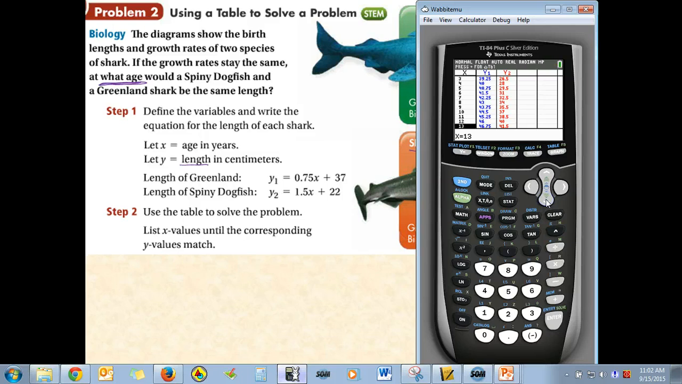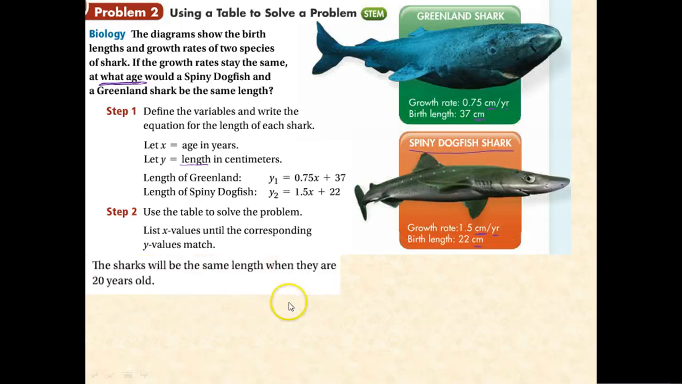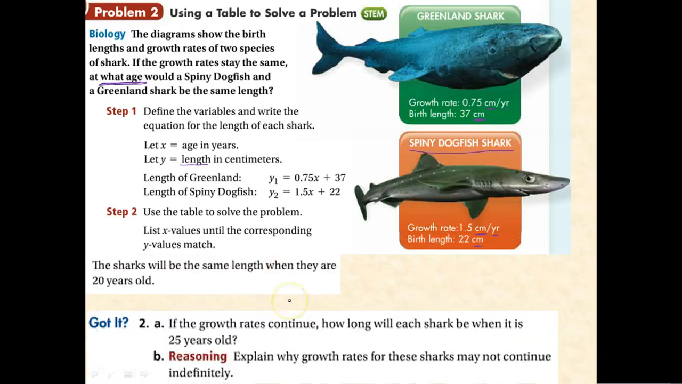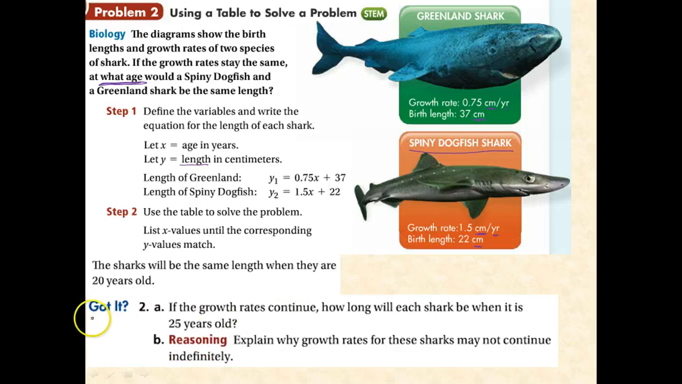You see them getting closer and closer and closer, and they're equal. 20 years down the road, and they'll both be 52 centimeters long. So, the sharks will be the same length when they are 20 years old. So, pause and see if you got this.